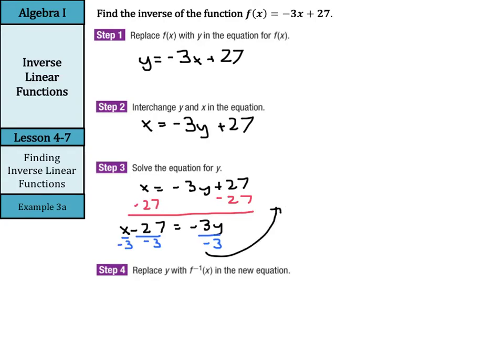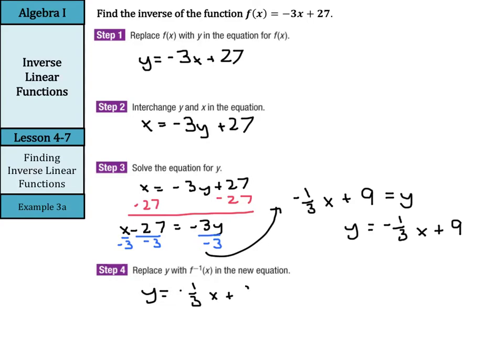And we'll come up here with this. We'll have negative 1/3 x plus 9 equals y. Or we could just write that out: y equals negative 1/3 x plus 9. Our last step is to take our y equals negative 1/3 x plus 9 and replace that y with our inverse f of negative 1 of x equals negative 1/3 x plus 9.